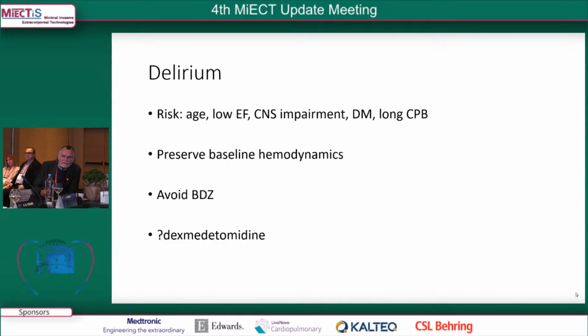So I think in conclusion, we can say that there are certain patients that are at increased risk, those that are older, low ejection fractions, pre-existing neurologic impairment, diabetes, and long pump runs. And I think all of these things to some extent may again reflect some pre-existing impairment of microcirculatory vasoreactivity, particularly diabetics, and that one should strive to preserve the baseline hemodynamics.